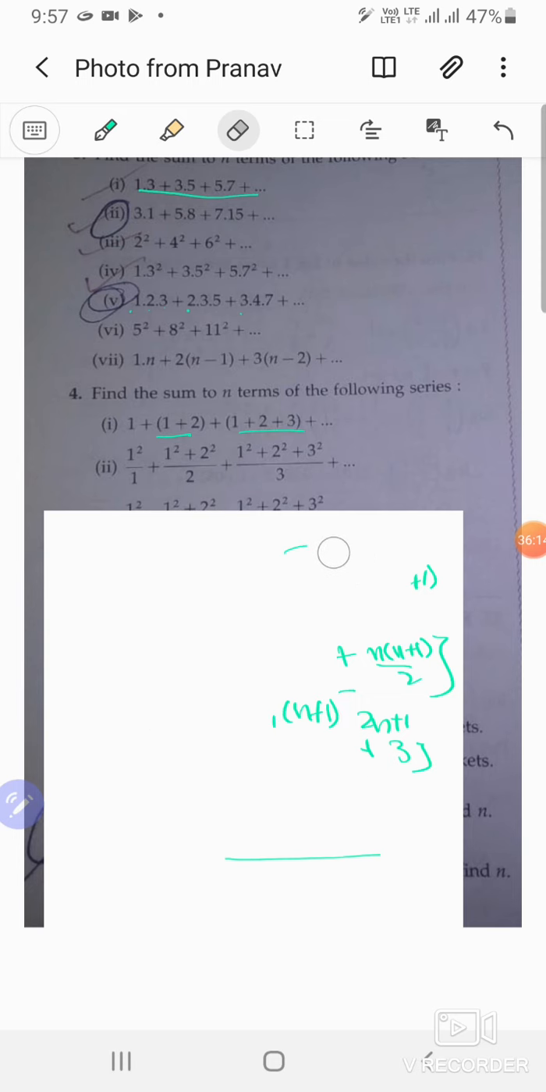Move on to the next question. So you got 1 squared upon 1 plus 1 squared plus 2 squared upon 2. Okay, so boring.